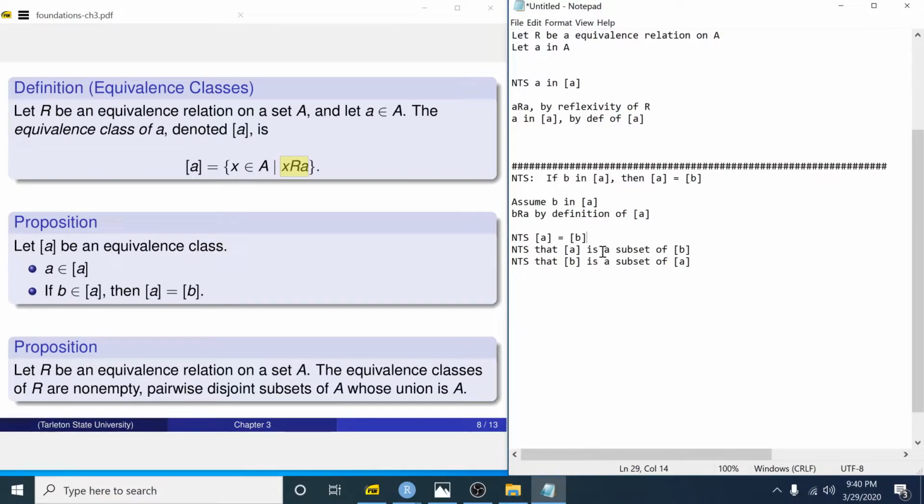Okay, so let me, if you don't mind, let me go ahead and focus in on this first statement first. I want to show that bracket A is a subset of bracket B, right? So I'm simply going to let X be in bracket A. Well, that means that X is related to A by definition of bracket A.